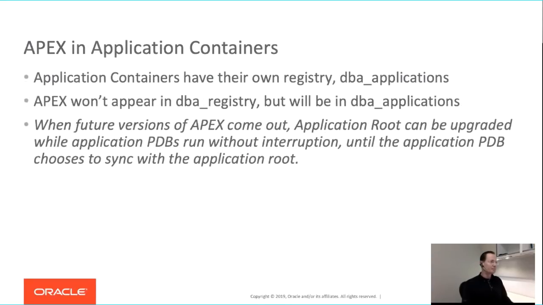Now, one thing to mention is that application containers have their own registry called DBA_APPLICATIONS. So you won't see them in DBA_REGISTRY or CDB_REGISTRY, what we were querying before. And as well, the advantage of installing Application Express in an application container is that when future versions of Apex come out, ideally you'll be able to just run that once in application root, and then your application PDBs can run without interruption, and they can uptake the newer version or patched version whenever they decide to sync it, while the other ones can still run unchanged using the older version.